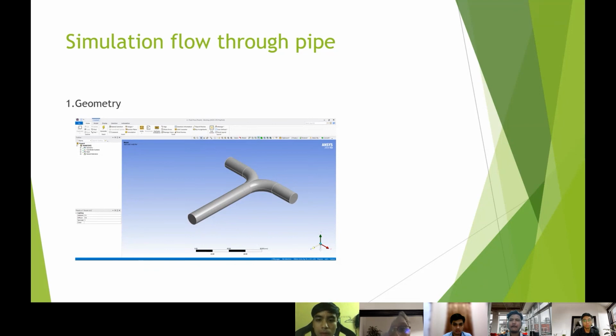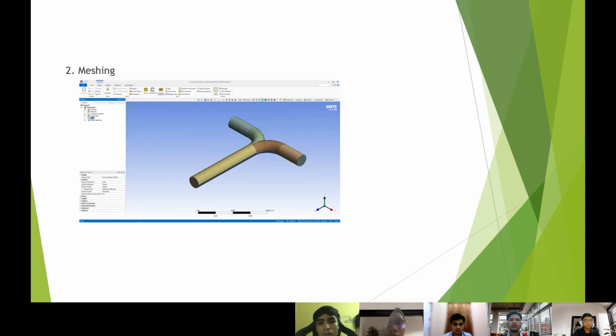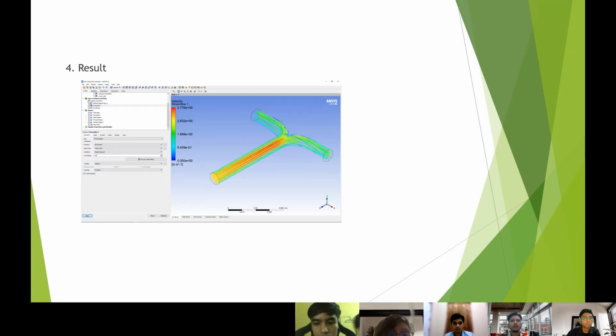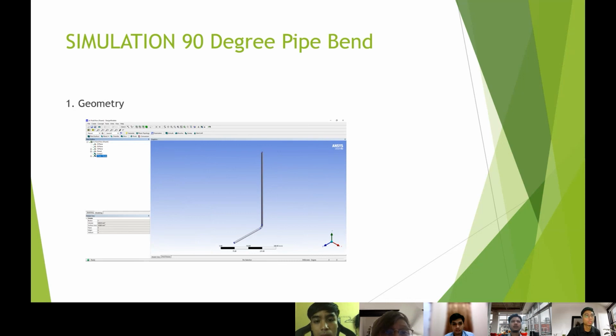Okay, this is the geometry for the pipe. Then next. Right. Okay, this is our part of drawing the mesh. And then next, this is our solution graph. Then next, this is our result.